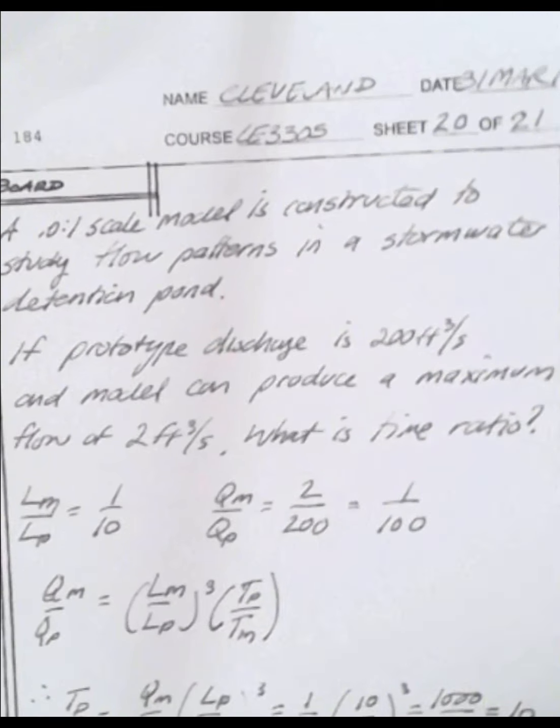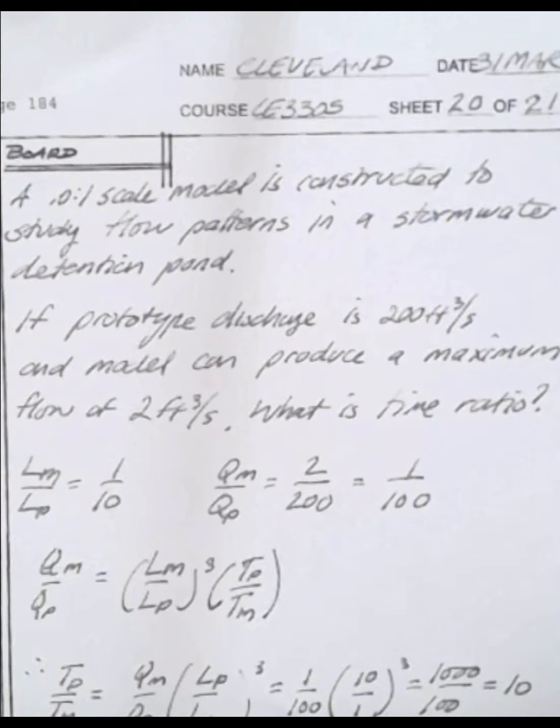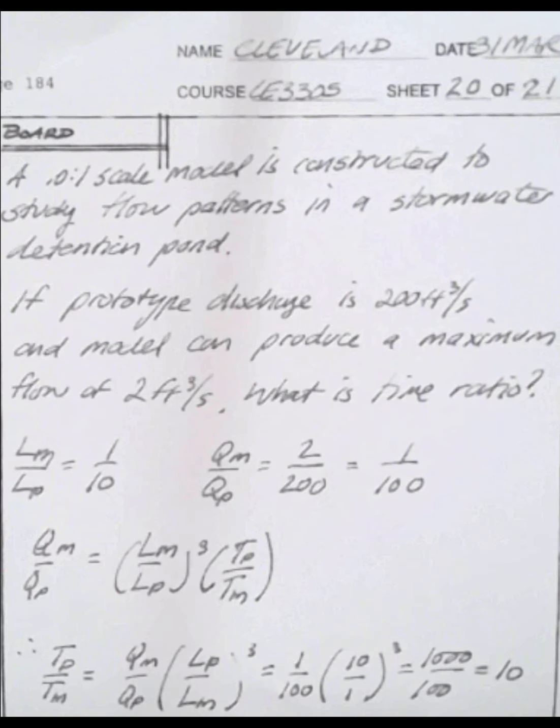So let's look at another example. Let's suppose there's a 10:1 scale model constructed to study the flow patterns in the stormwater detention pond. The prototype discharge, so this is full scale, is 200 cubic feet a second, and a model that we have to work with, so our modeling laboratory, the most we can produce is 2 cubic feet per second. What's the required time ratio?